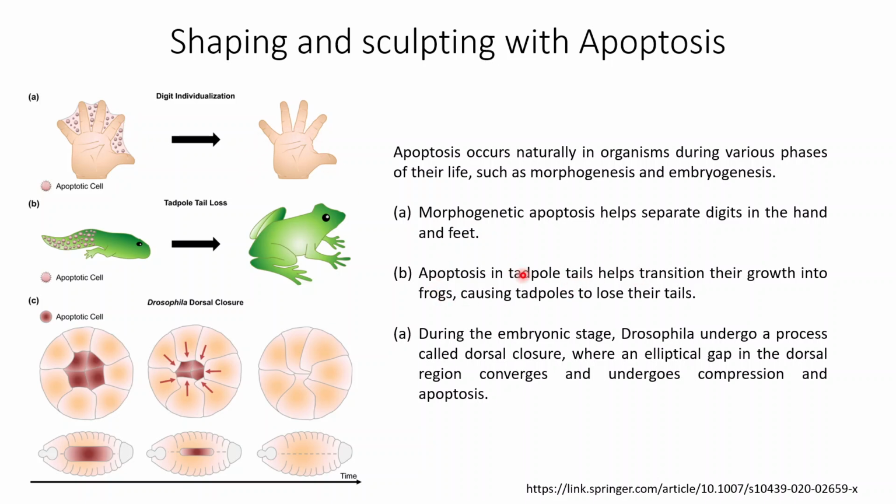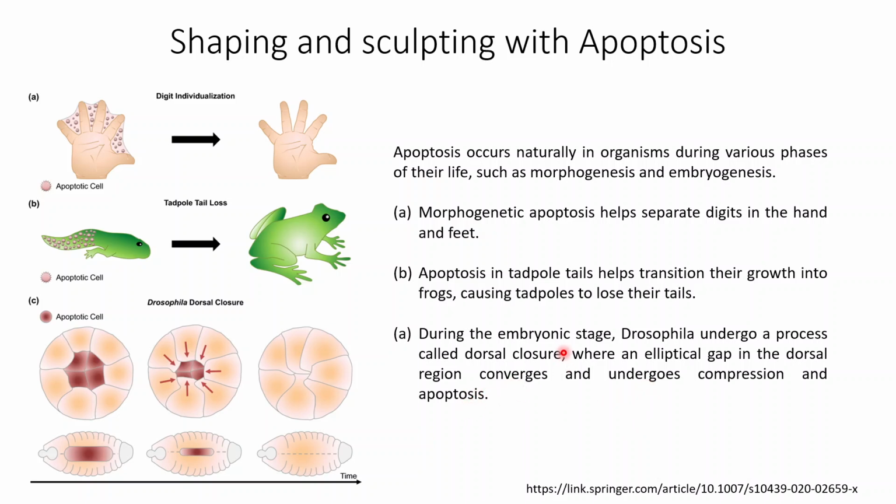Another example is apoptosis when a tadpole is becoming a frog. This tail they need to get rid of. So how does it happen? When it's becoming a frog, it is apoptosis. Another example is during Drosophila embryogenesis. There's a process called dorsal closure, where there is a gap that they need to close in the dorsal region of their body, and they close this region by having some apoptotic cells in the middle, like that.